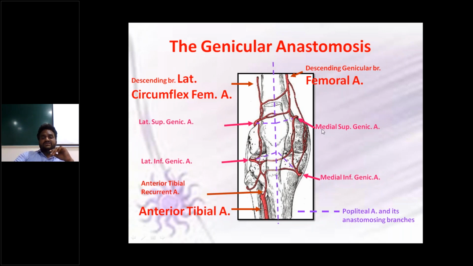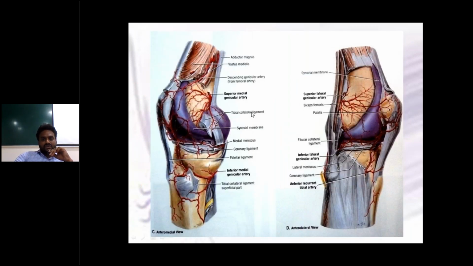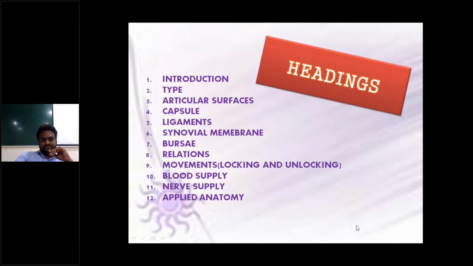These 5 genicular arteries form anastomosis around the knee joint, deep to the extrinsic ligaments of the knee joint, the extracapsular ligaments, and outside the capsule of the knee joint. So these are supplying the knee joint and its structures. In this picture also we can see the genicular arteries outside the synovial membrane and capsule of the knee joint and deep to the extracapsular ligaments.